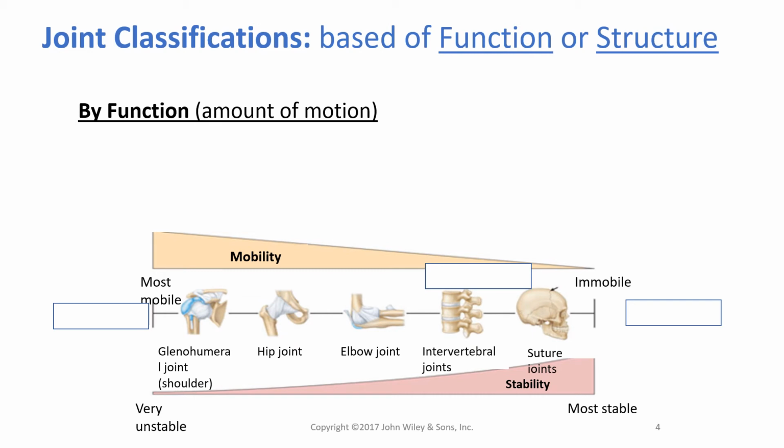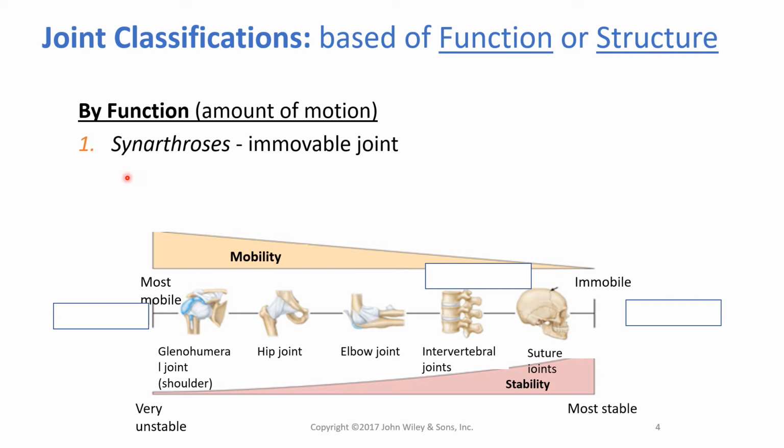So if we start by classifying joints according to function, and really what I mean by function is the amount of motion that they have. So a lot of motion or a little bit of motion. And there's three different classifications. The first one is called synarthrosis. And synarthrosis, syn actually means with or together. So it's kind of the same. It's not moving. So we say it's an immovable joint, and that's what you're seeing in these suture joints here.